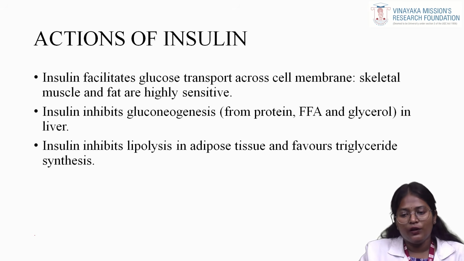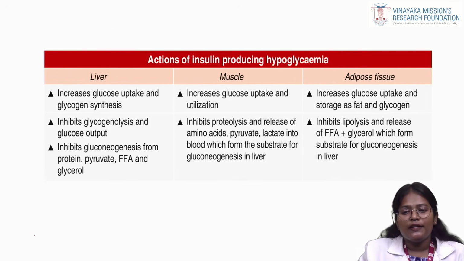Insulin inhibits gluconeogenesis from protein, FFA and glycerol in the liver. Insulin inhibits lipolysis in adipose tissues and favors triglyceride synthesis. These are the common actions of insulin. Now, the actions of insulin producing hypoglycemia. Hypoglycemia is reducing the excess glucose level. In diabetes mellitus, hyperglycemia will be seen, because the insulin level can be normal, high or even low.